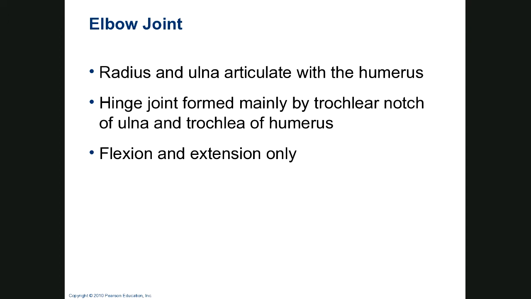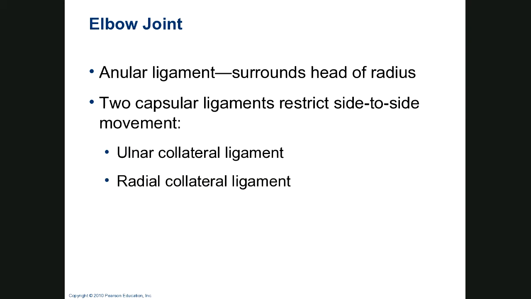Okay, the elbow joint, radius and ulna articulate with the humerus. So it's a hinge joint formed mainly by the trochlear notch of the ulna and the trochlea of the humerus. It's flexion and extension only. Now we have an annular ligament and two capsular ligaments that stop side-to-side movement, ulnar collateral ligament and radial collateral ligament.